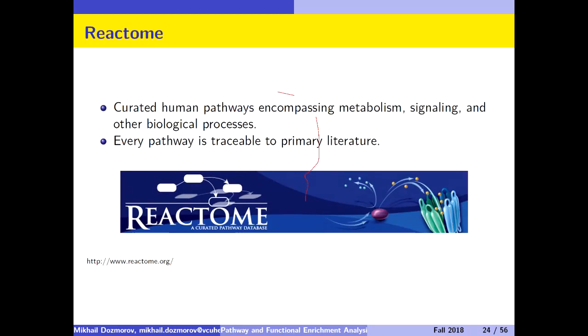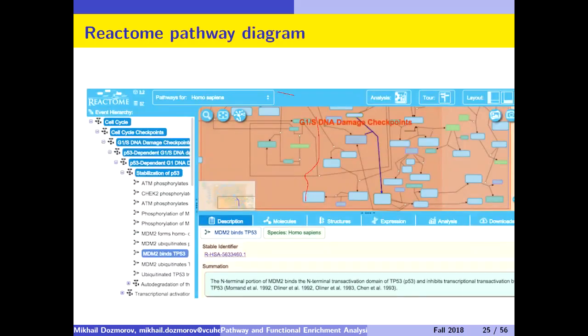Besides KEGG, there are other databases. Reactome is another well-known database. It's mostly about metabolic pathways, though it also has signaling and other biological processes, but Reactome, as the name suggests, is about chemical reactions. This is how the Reactome website looks, and you can browse pathways, drilling down from cell cycle, to cell cycle checkpoints, to DNA damage checkpoint, and so forth. You can go down to specific signaling parts of your pathway.